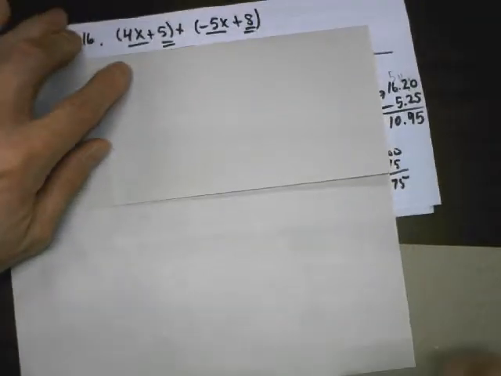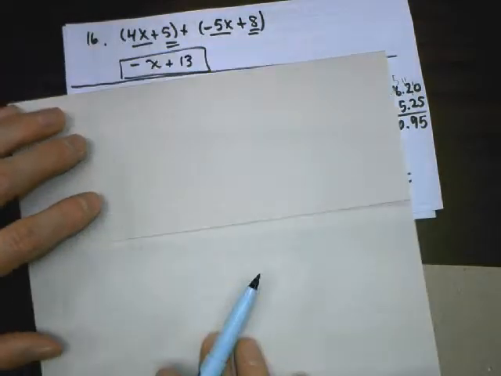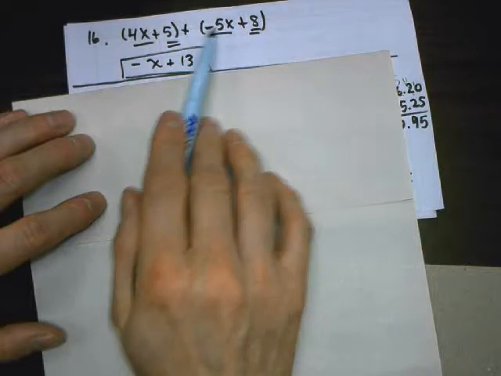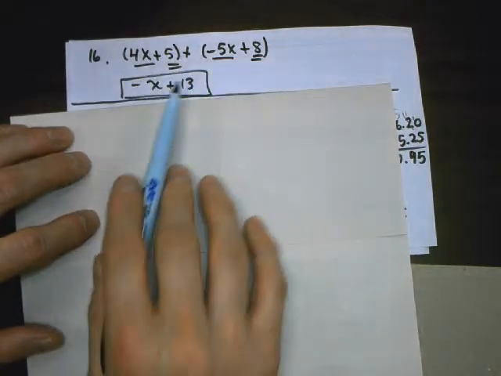So 16, we had to simplify or find this expression here. So I'm just going to add my x's together. 4x's and negative 5x's is negative 1x, which just means negative x. 5 plus 8 is 13.